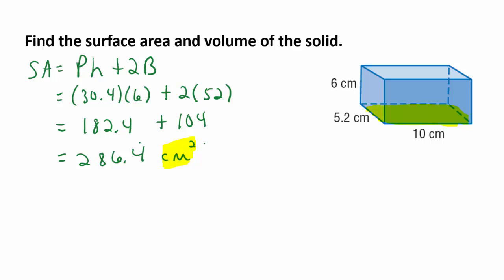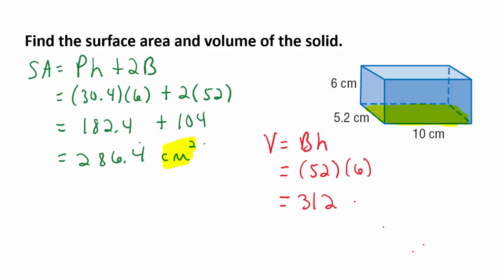Okay, now let's move over here and find the volume. Use a different color here. The volume is going to be just the area of the base times the height. Okay, the area of the base we just found over here, that's going to be 52. Our height is going to be 6. Multiply those two numbers together, 312 centimeters cubed. Again, centimeters cubed. We don't want to forget that. Squared is going to be for this area, cubed for the volume.